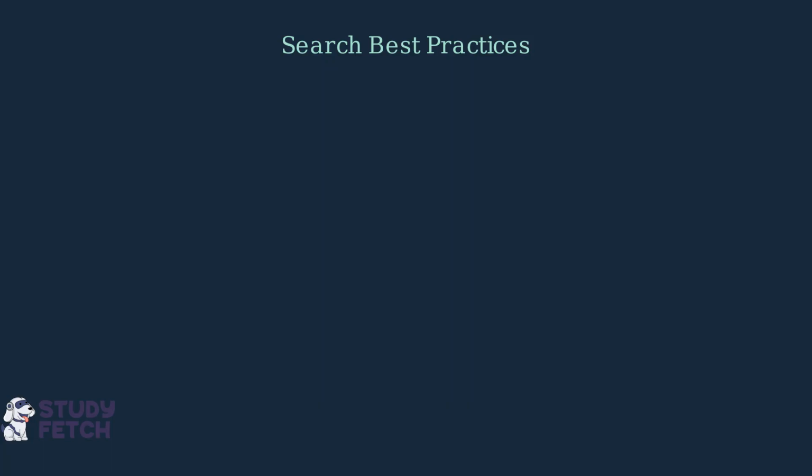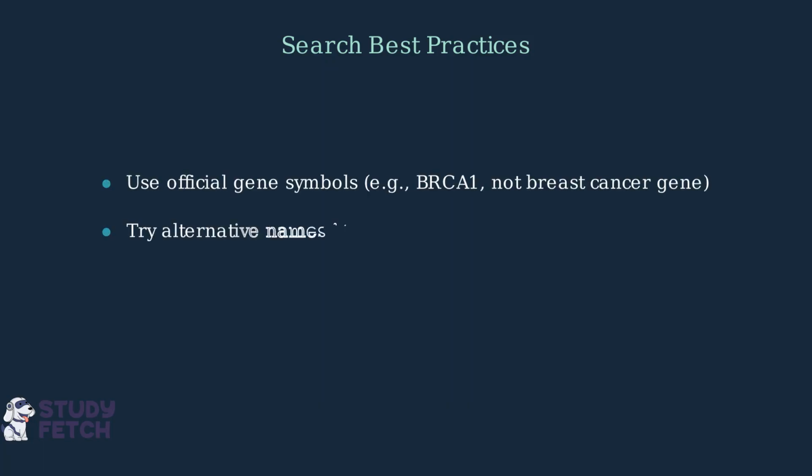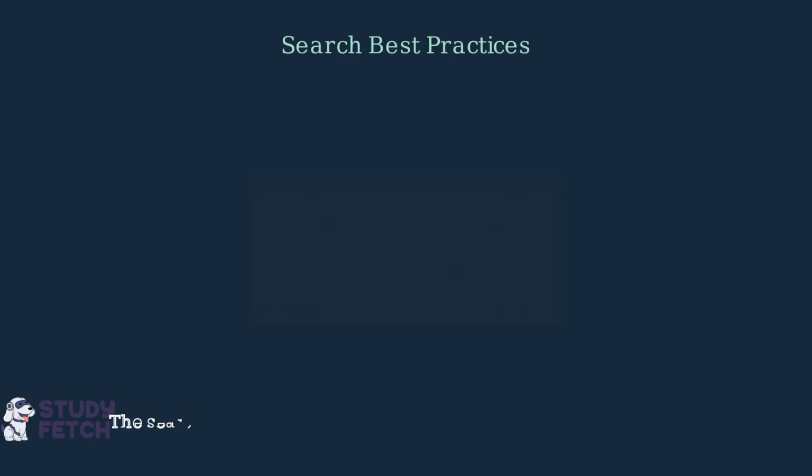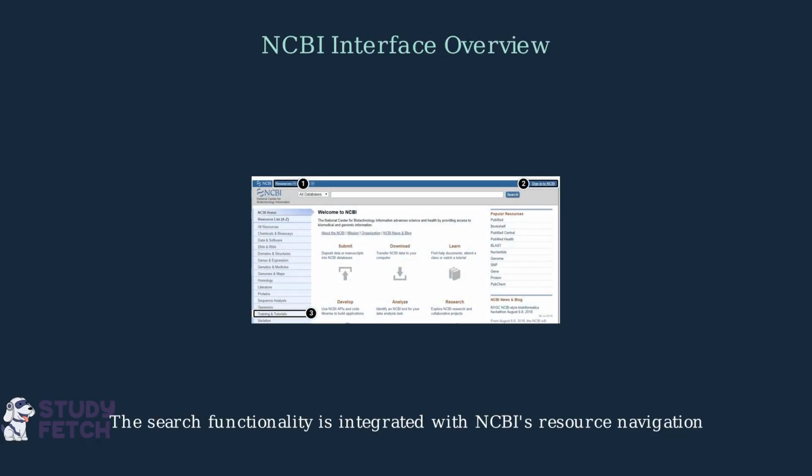Here are some best practices for effective searching on NCBI. Use official gene symbols rather than common names. Try alternative names if your initial search doesn't work. Include species names for specificity and use quotation marks for exact phrase matches. The NCBI search bar is integrated with the site's navigation system, providing easy access to all resources. Now that you understand how to use the search bar, you're ready to perform your first gene search.